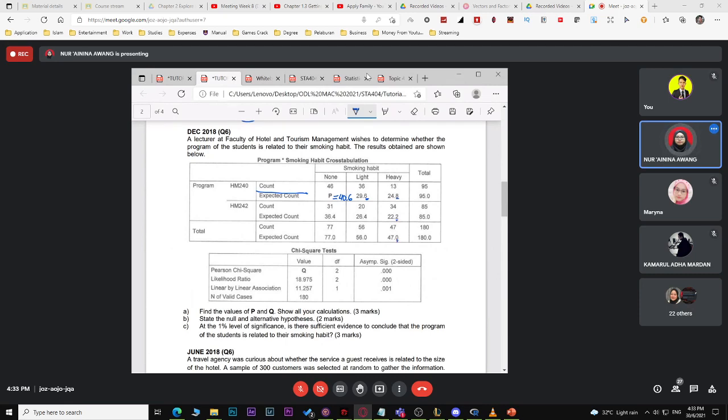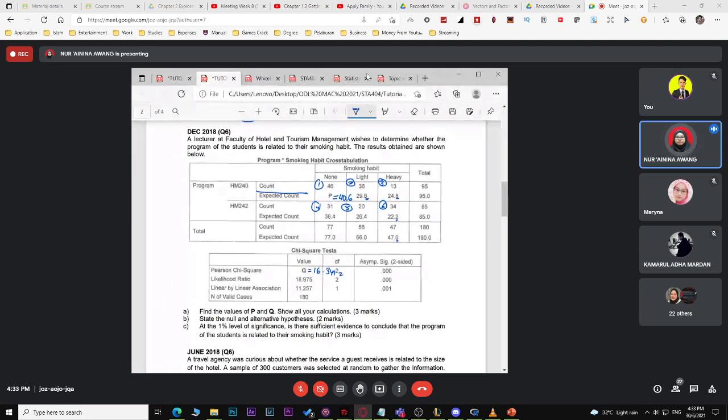And then for Q, since if you look, all the expected counts are more than or equal to 5, so no need to combine the column or row. So there will be 1, 2, 3, 4, 5, 6. So there are 6 values. And then you will get the value for your Q is 16.3412. Okay, so this is the answer.